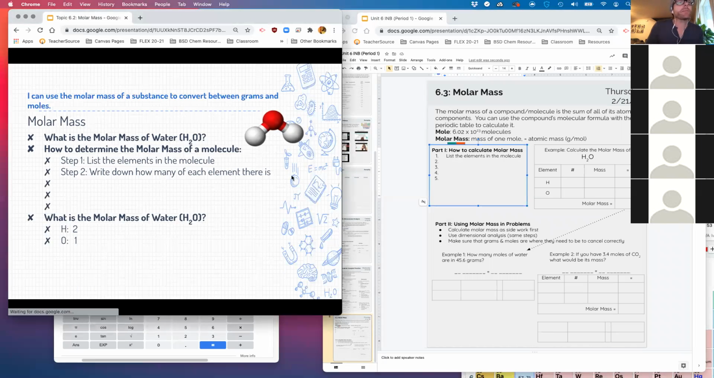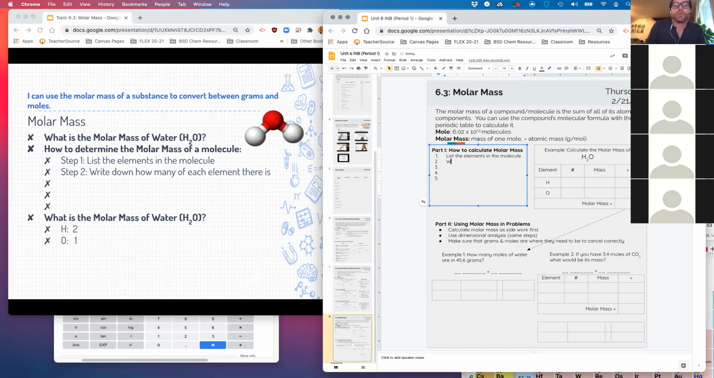And the second step is I write down how many of each element there is. So write down how many of each element there is in the molecule. So look at this. Over here, I have a 2. I have 2 hydrogens in the molecule. And if there's no number, it's a 1. Okay, cool. I'll let you catch up on the notes.